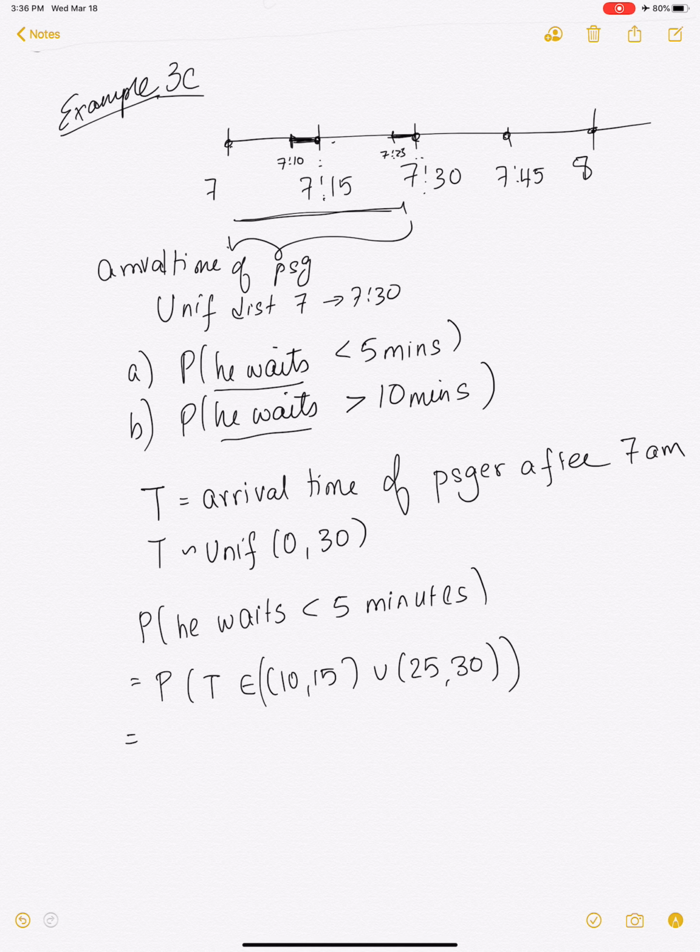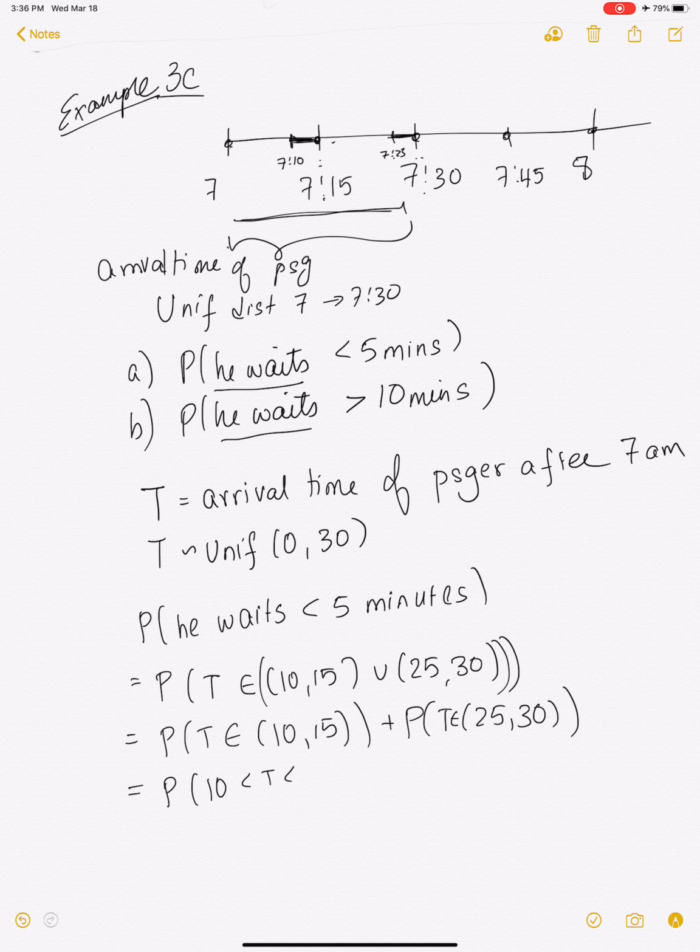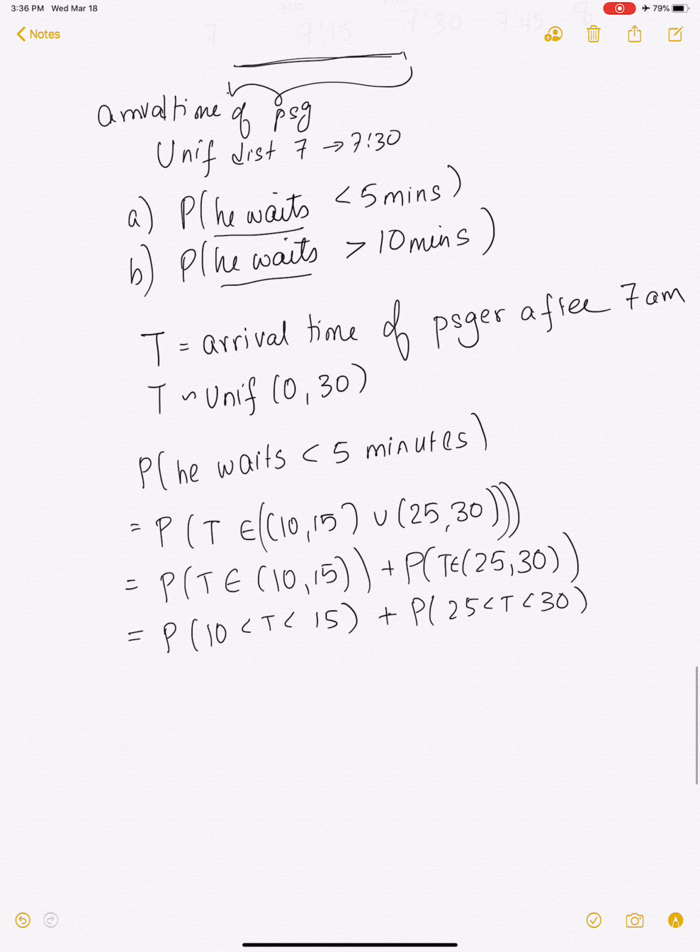And probability of T being in those two intervals, well, that's a disjoint union. So this is the probability T is in 10 to 15 plus the probability T is in 25 to 30, correct? It's a union of disjoint intervals. So the probability of T being in that is the sum of the probabilities. So you can say the probability 10 less than T less than 15 plus the probability 25 less than T less than 30. Okay. What's this probability?